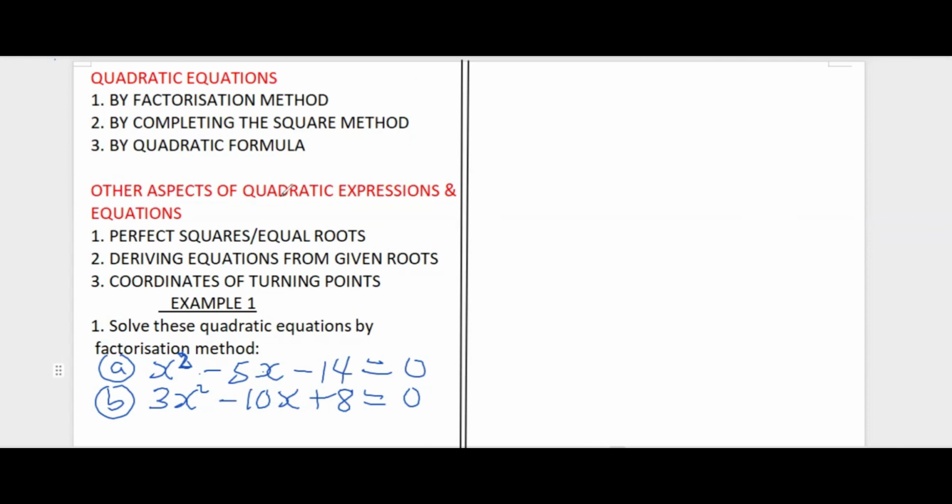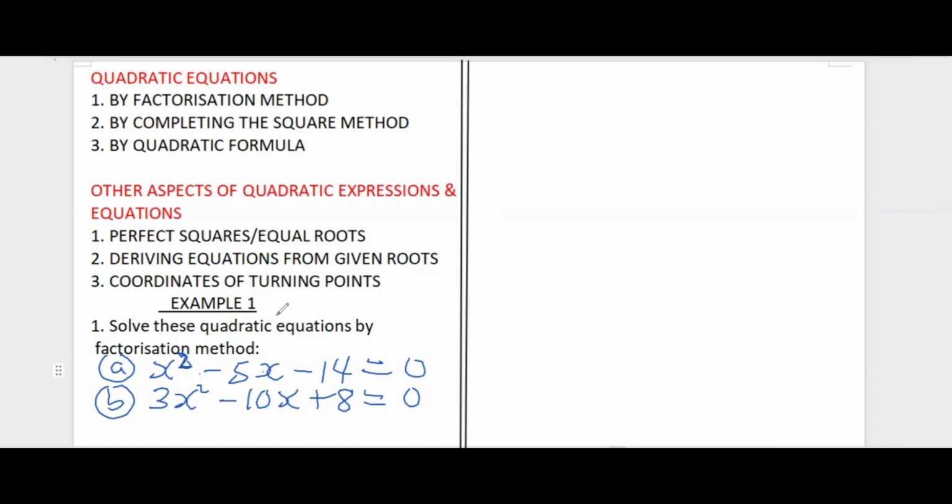So other aspects of quadratic expression or equation that we'll be talking about involve perfect squares or equal roots, deriving equations from given roots, and coordinates of turning points, that is, how do we find the minimum or maximum value of a particular curve or parabola. When we don't make use of calculus, we make use of completing the square to get that, and to also get the equation of the line of symmetry of such a curve.